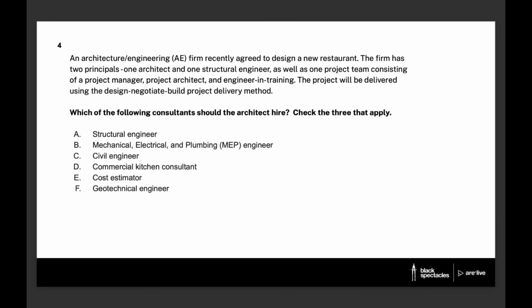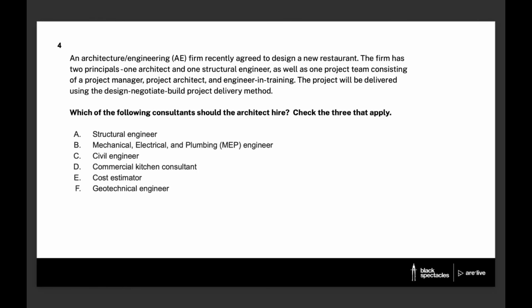It could be a good choice to add to the team. We know we need to provide this service where we're delivering a project using the design, negotiate, build delivery method. That's an indicator that the question writer wants us to think about the B101. So I think that's probably a good choice. We're going to look at choice F and see if it's better, but I think E is looking pretty good right now. And choice F, geotechnical engineer.